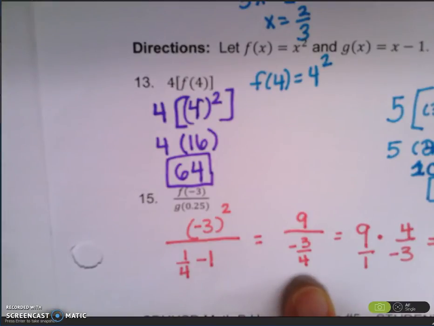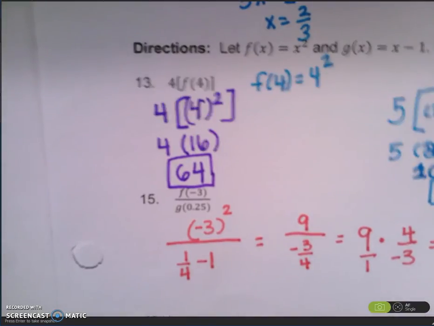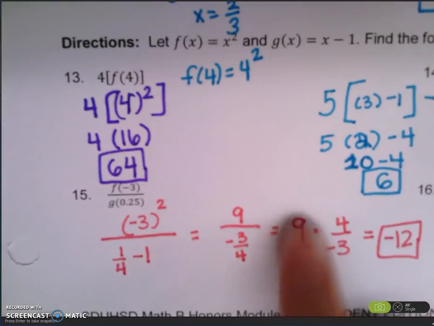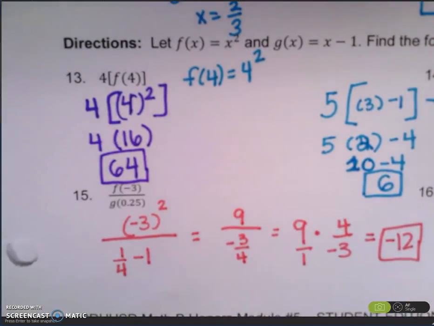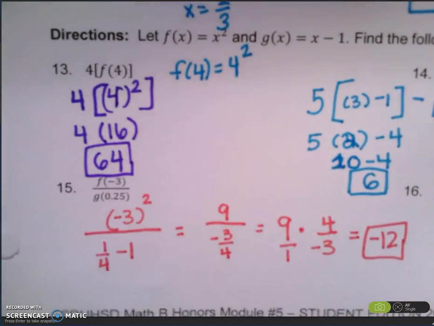Oh dear, how do I divide fractions? I multiply by the reciprocal. 9/1 times 4/-3, which gets you -12. I hope you did well. Let's turn the page.